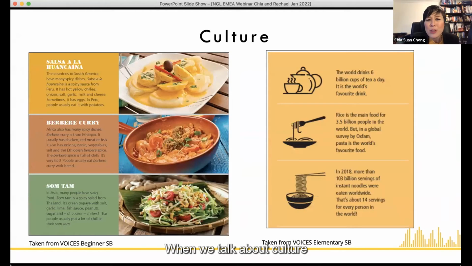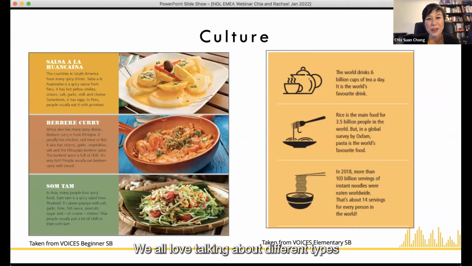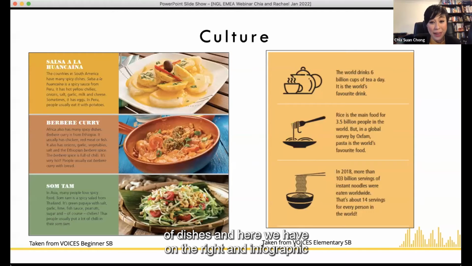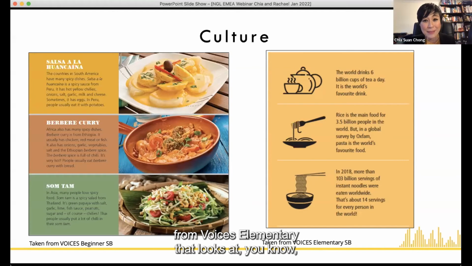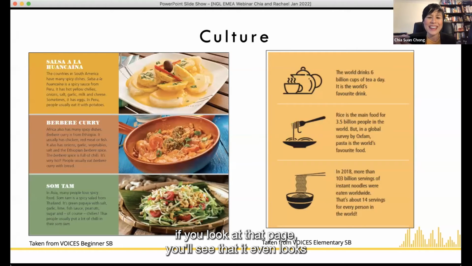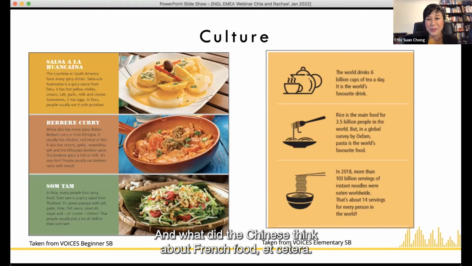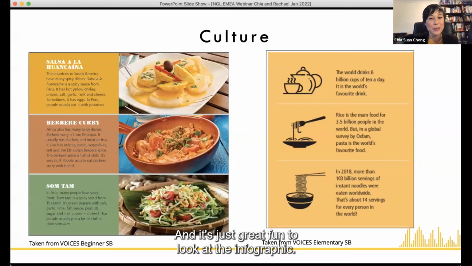Amazing. When we talk about culture, we also kind of talk about food, don't we? I mean, I think food is like this universal unifier. We all love talking about different types of dishes. And here we have on the right an infographic from Voices Elementary that looks at different trends of food. And if you look further at the infographic, if you look at that page, you'll see that it even looks at different cultures' way of looking at other people's food. So for example, what do the Italians think about Chinese food, and what do the Chinese think about French food, etc. And it's just great fun to look at the infographic.